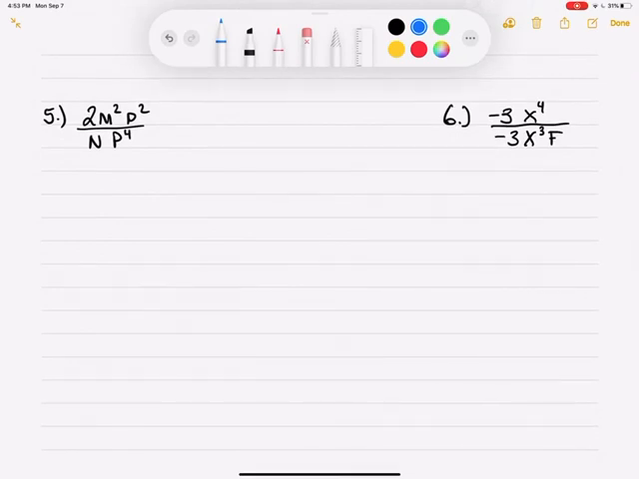In example 5, I have 2m squared p squared over n p to the 4th. So I don't have like terms with the 2, the m, or the n. I don't have like bases there. What I do have is p squared and p to the 4th, so that's what I'm going to work with. Everything else will stay the same. So I have 2m squared over n. And then in the top, I have p to the 2 minus 4 power. This is going to become 2m squared p to the negative 2, and we're dividing by n.